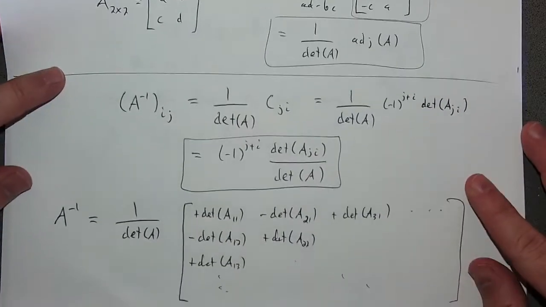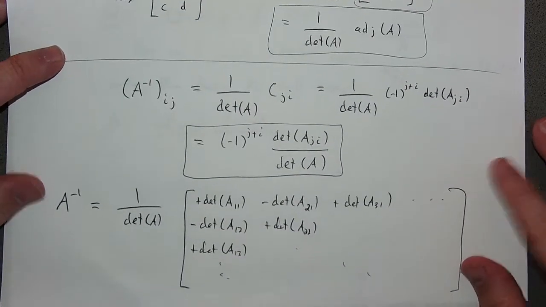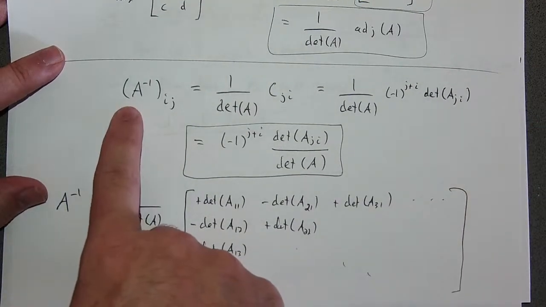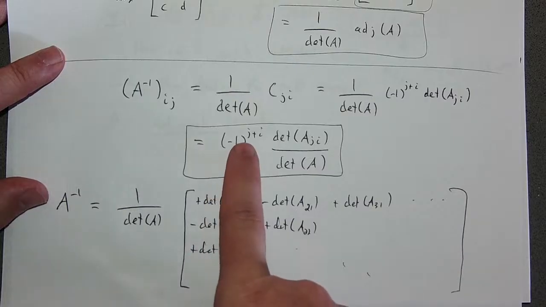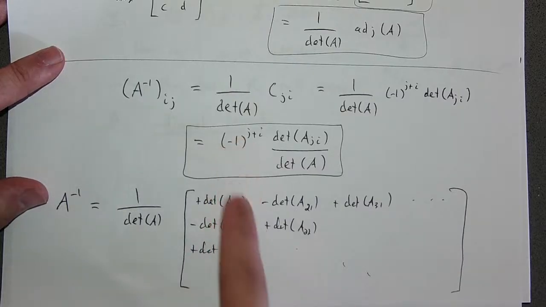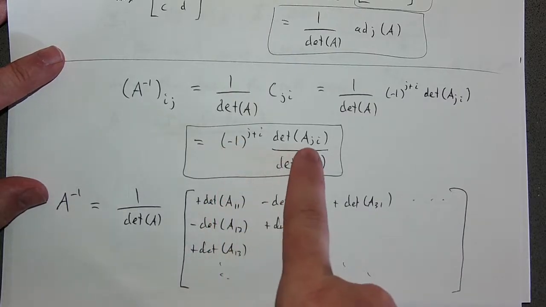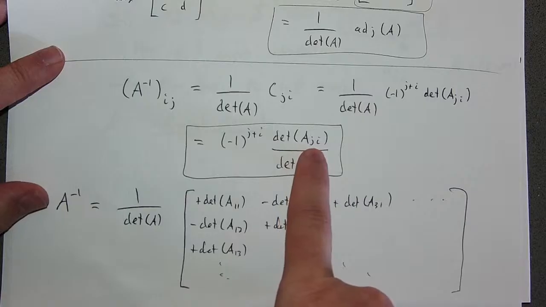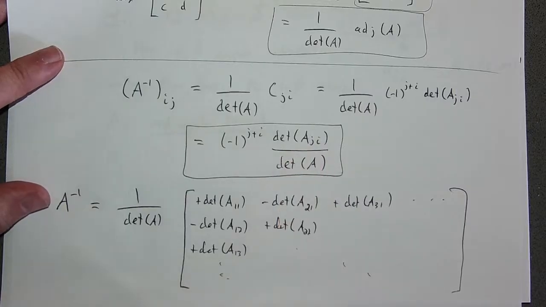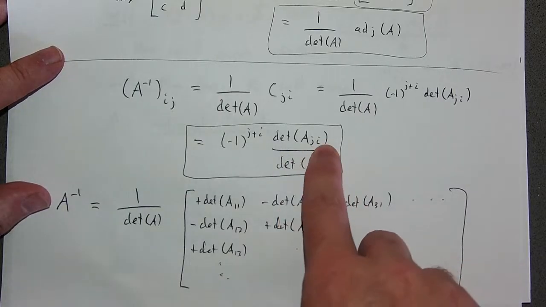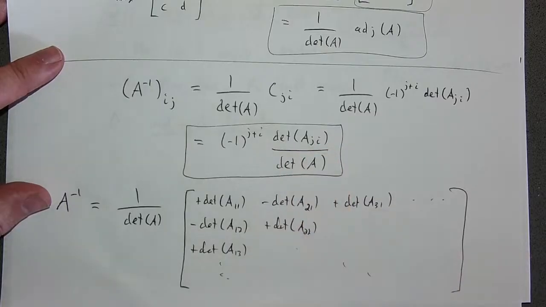Okay, so another way of writing this is to say that the ijth entry of the inverse of a matrix is -1 to the j plus i times the determinant of A sub ji, which is the matrix obtained from A by deleting the jth row and ith column, divided by the determinant of A itself.